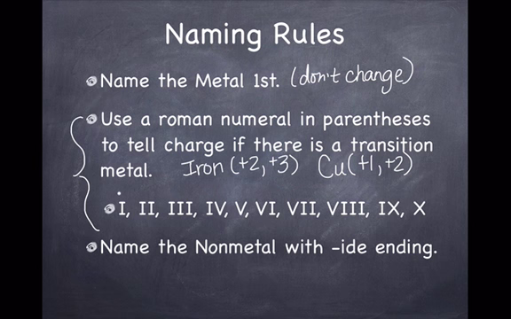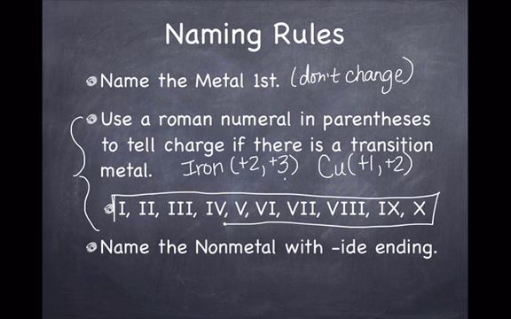We need to use Roman numerals so that we can tell whoever is going to read this which of the metals we used. Was it the iron that was a +2 or was it the iron that was a +3? And if you need a refresher on Roman numerals, here they are. So 1 through 10, that's as far as we're going to have to go. And then the last step still stays the same, where you name the nonmetal and you give it the "ide" ending.